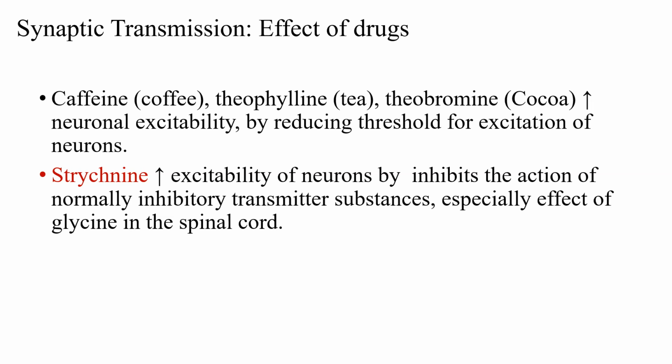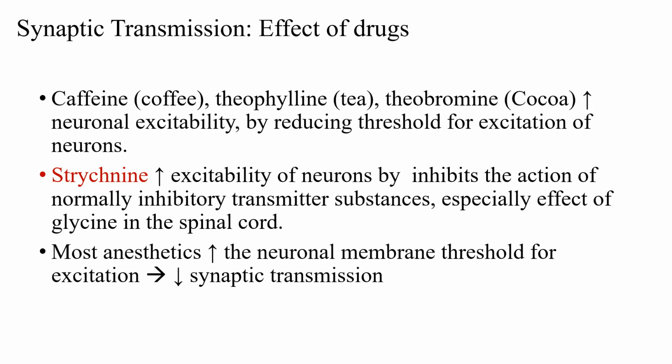GABA, gamma aminobutyric acid, right? Most anesthetics we are using will suppress your neuronal excitability. You will not sense pain, etc. So they will increase the neural membrane threshold for excitation and decrease synaptic transmission, right? Like local anesthetics, they are blocking the sodium channels. So no sodium channel, no action potential, no transmission of the impulse, right?